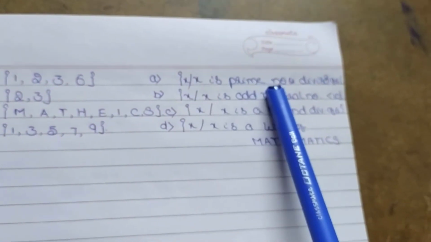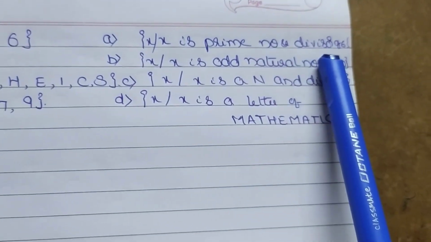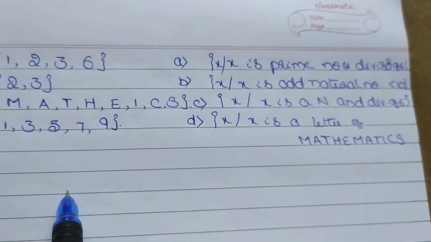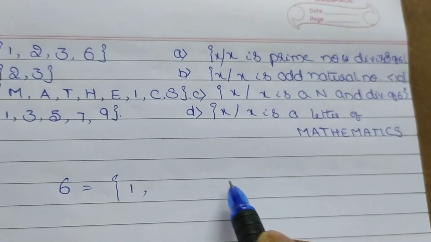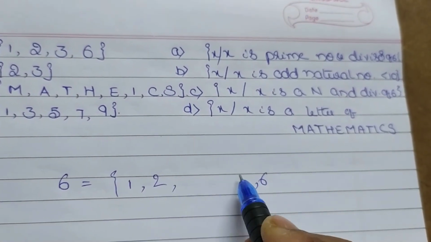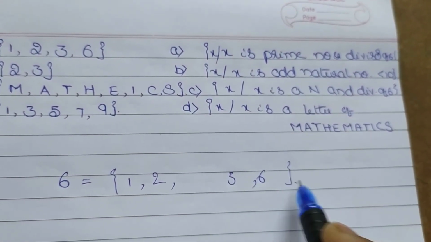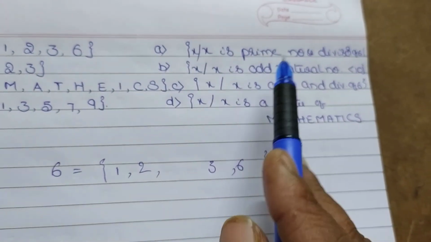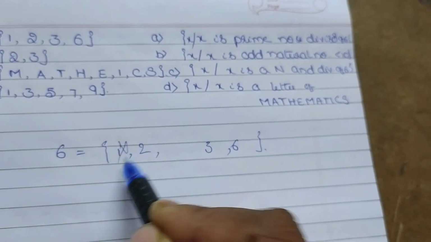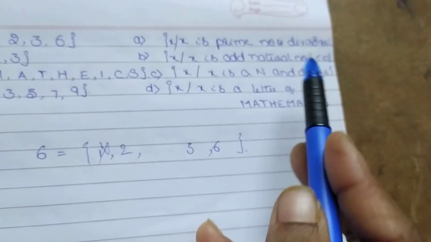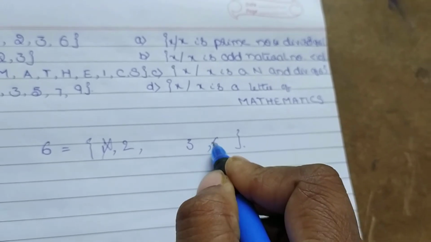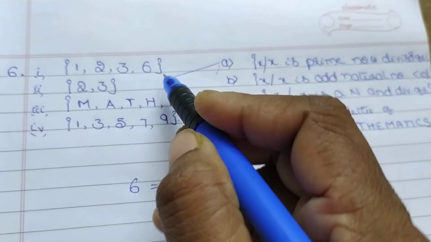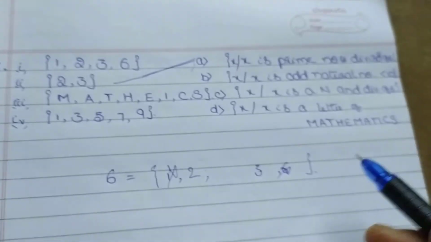Okay, x such that x is a prime number and it should be a divisor of 6. What are the divisors of 6? The divisors of 6 are 1, 2, 3 and 6, nothing other than this. It should be a prime number. So 1 does not come, and 6 also won't come. 2 and 3. So for the second one, A is the option.